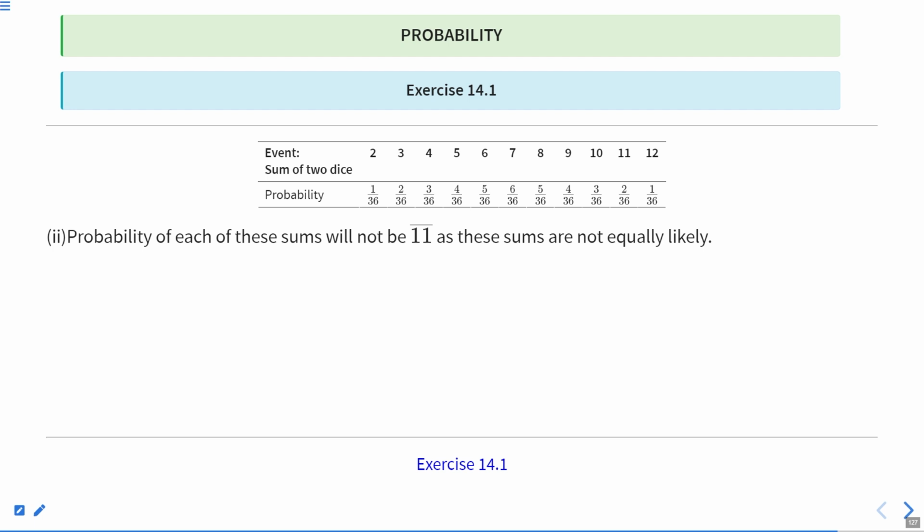Okay, and 2 gets sum as 11. So probability of 2 gets sum as 11 is equal to 2 by 36. And probability of 2 gets sum as 12 is equal to 1 by 36.